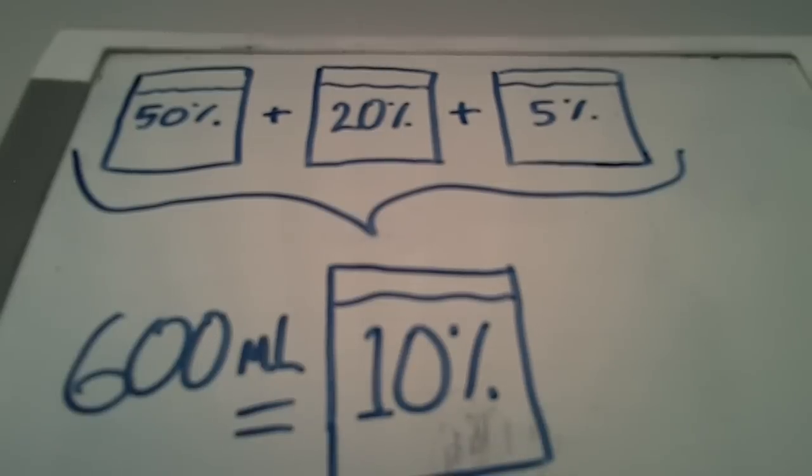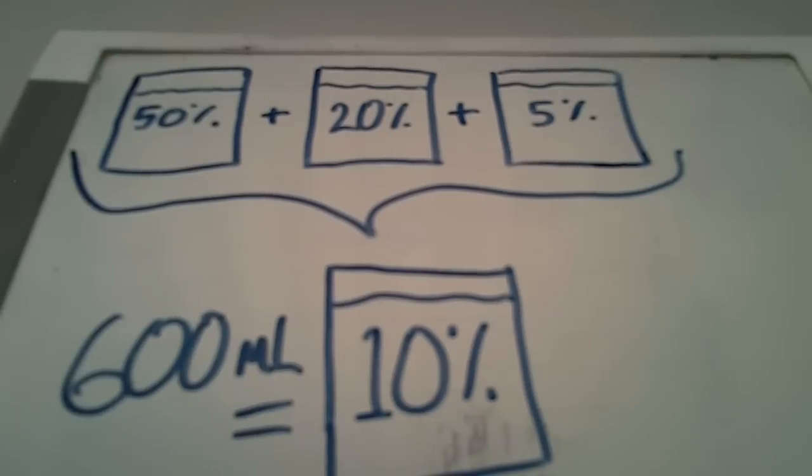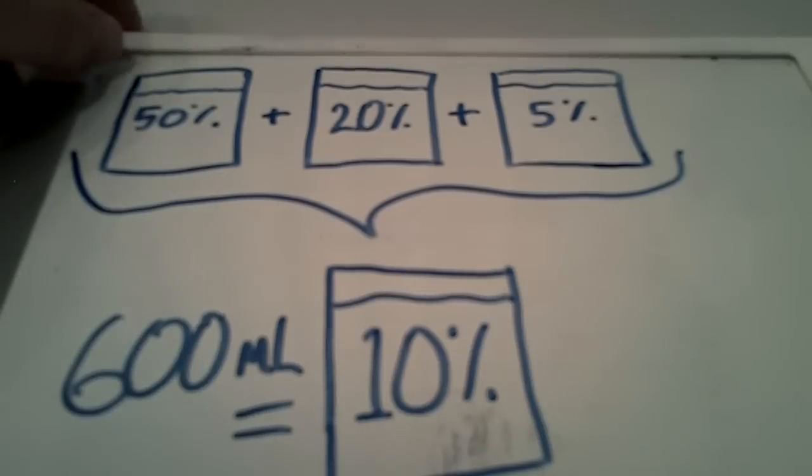Okay, so we have 3 different strength solutions that we have to use, and we have to end up with one desired strength of a certain quantity. So let's go ahead and get to work on that. What we're going to do is use an alligation.